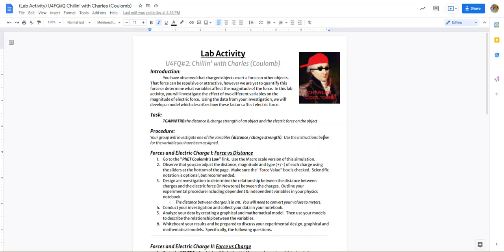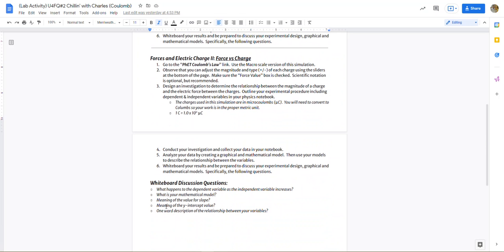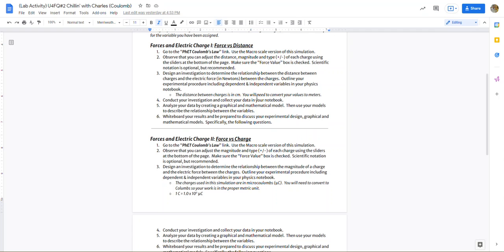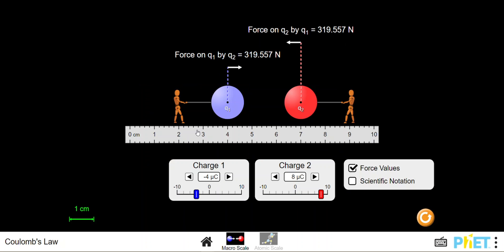Okay, so the procedures are here. It runs a little bit on the next page, and here are the questions that you'll be expected to discuss. You can read through this, but I wanted to show you the kind of website that you'll use. Linked on Google Classroom is this lab, Coulomb's Law. I think it's just easier if you use the macro scale, just numbers wise. There's a little less unit conversion. But if you love unit conversion, you can use the atomic scale. So when I come in here, here is the setup.